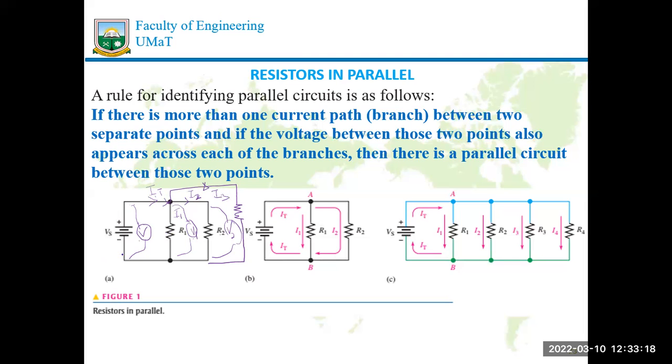All right, so let's look at this sentence. This is a rule for identifying parallel circuits: if there is more than one current path between two separate points. So if I take this point, that's one point, that's also another point, I am having more than one current path. That is one current path, that's also another current path.